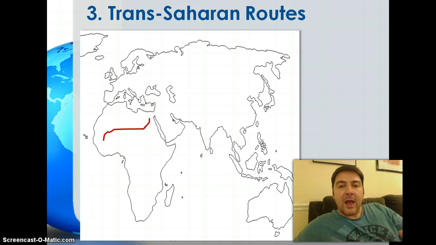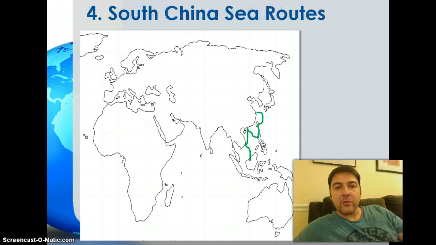The Trans-Saharan route, Saharan in this case refers to the Sahara Desert. So these trade routes linked, really if we want to apply our empires, would have been the Ottoman Empire down to the Songhai Empire in 1500. So crisscrossing the Sahara Desert in northern Africa was the Trans-Saharan routes.